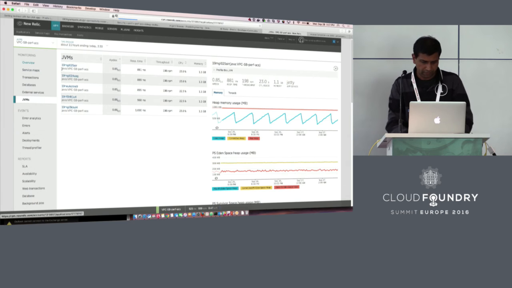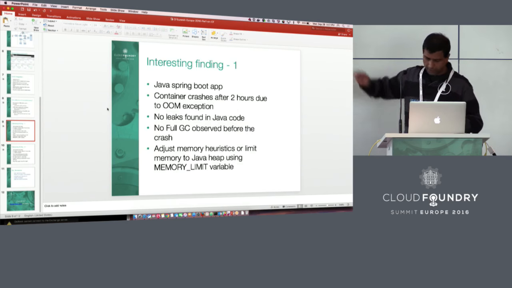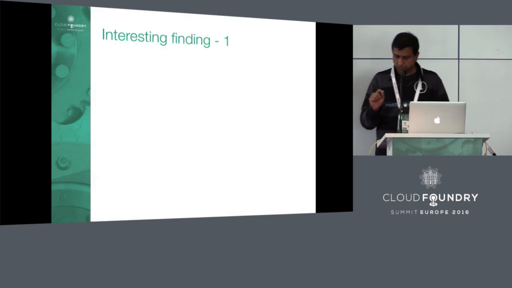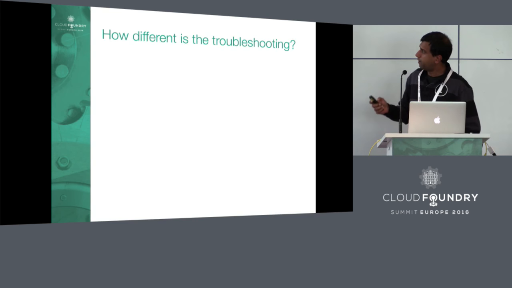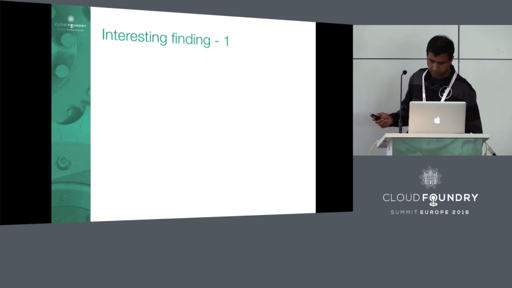Anyway, I'll pull up the graph a little bit later, but I don't want to waste time playing it. So essentially what will happen is you'll actually not see a garbage collection at all. One of the things we found out was that we had to adjust the memory profile. Let me go back to that.